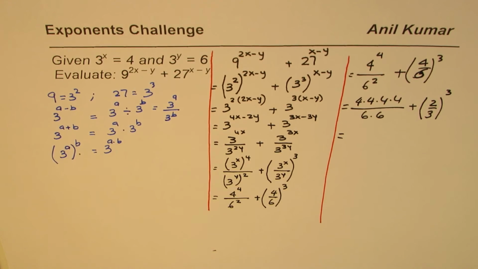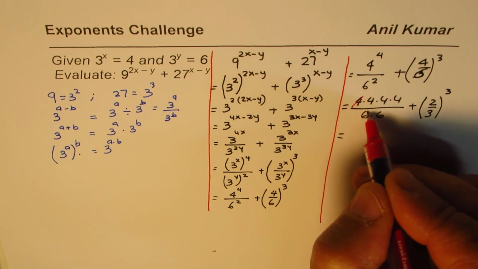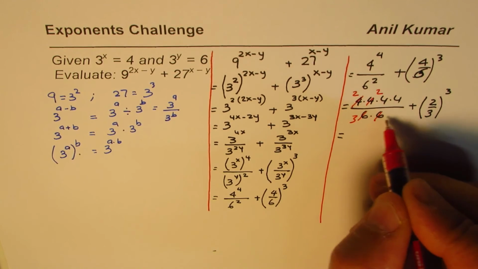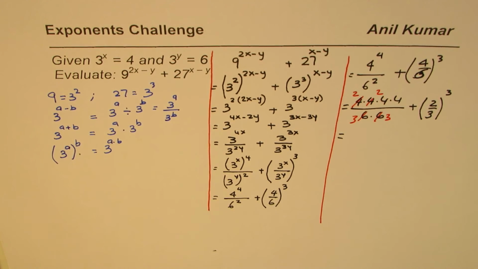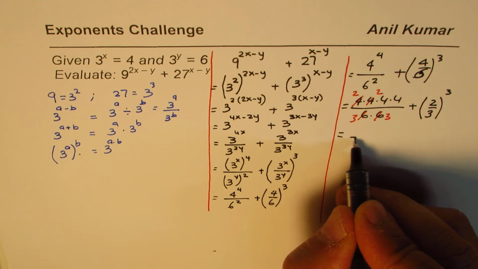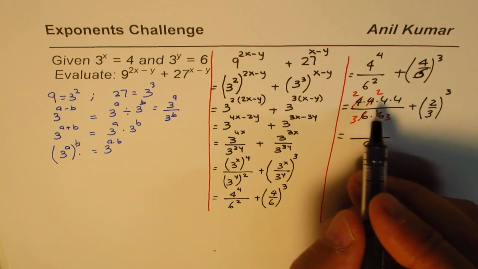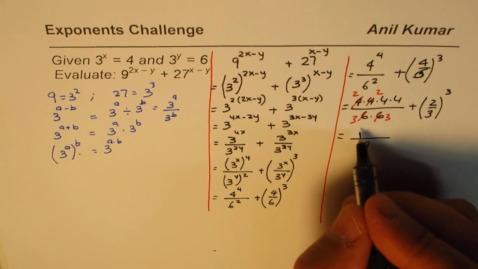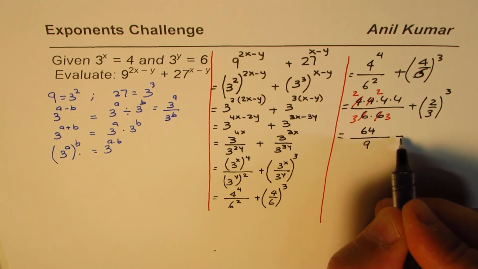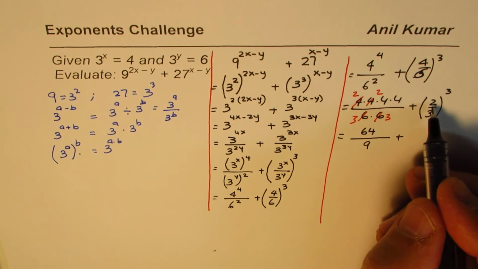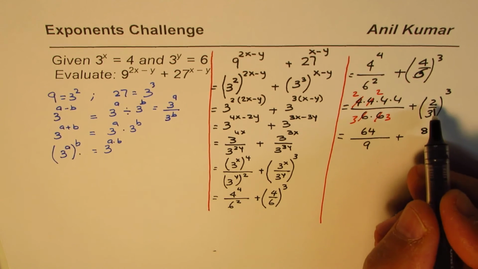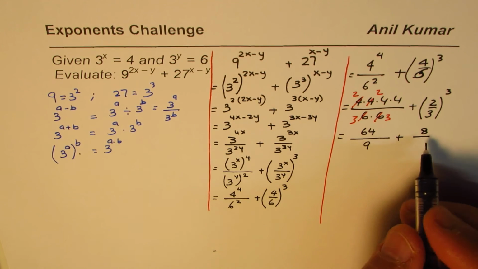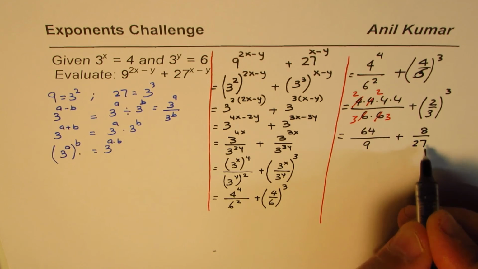Here you could divide these by 2, so you get 2 over 3. This also can go by 2, 2 over 3. So what do we get? The denominator is 9, 3 times 3. Numerator is 4 times 4, 16, twice 32, twice 64. So we get 64 over 9 plus 2 over 3 cubed. 2 cubed is 8, 2 times 2 times 2. And 3 cubed is 27, right?